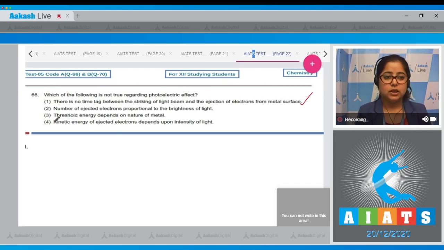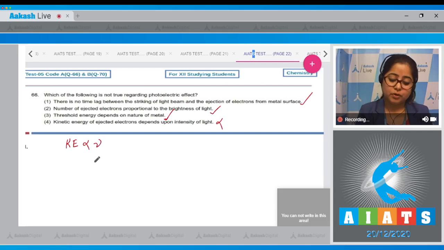Moving to next. Number of ejected electrons are proportional to the brightness of light. Again correct. Moving to next. Threshold energy depends upon the nature of metal. Correct. Moving to last statement. Kinetic energy of ejected electron depends upon intensity of light. Student, this is an incorrect statement, as the kinetic energy of the ejected electron depends upon the frequency of the incident light. That means the correct answer for this question is option number 4.